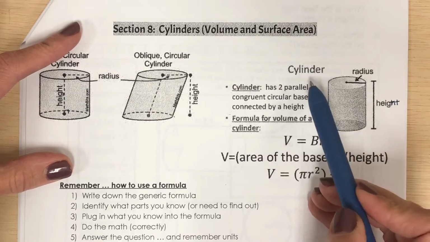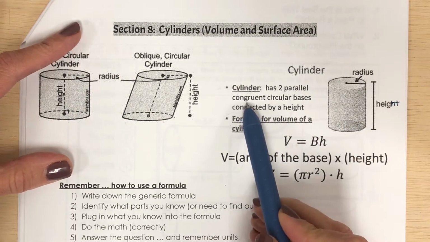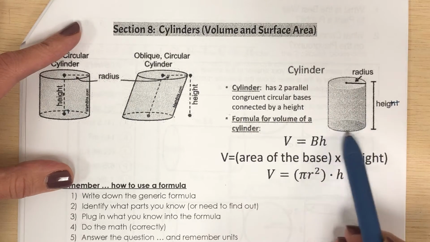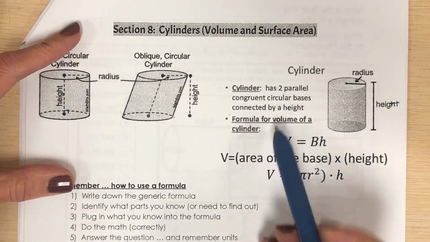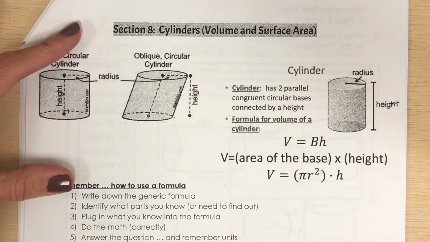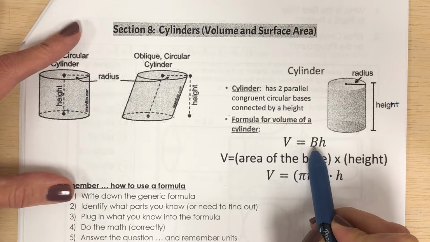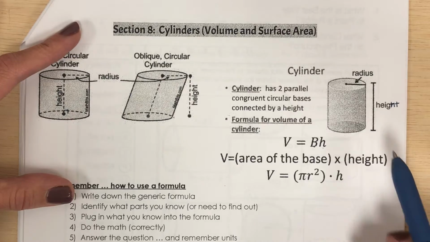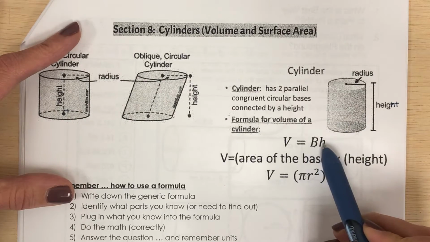So the definition of a cylinder: it has two parallel, congruent, so the same, circular bases. Here's a base, and they are circles, and they're connected by the height. The formula for the volume, and we'll start with volume because it's a little easier, is the area of the base times the height. When this B is a big B, an uppercase B, it's standing for area. So this is saying the area of your base times the height.